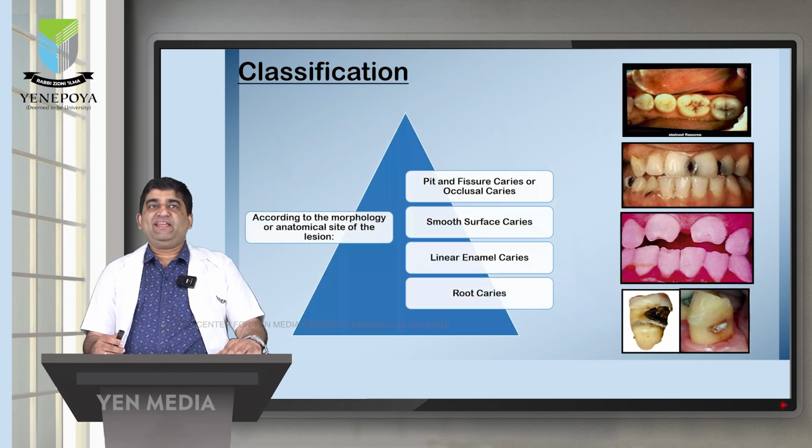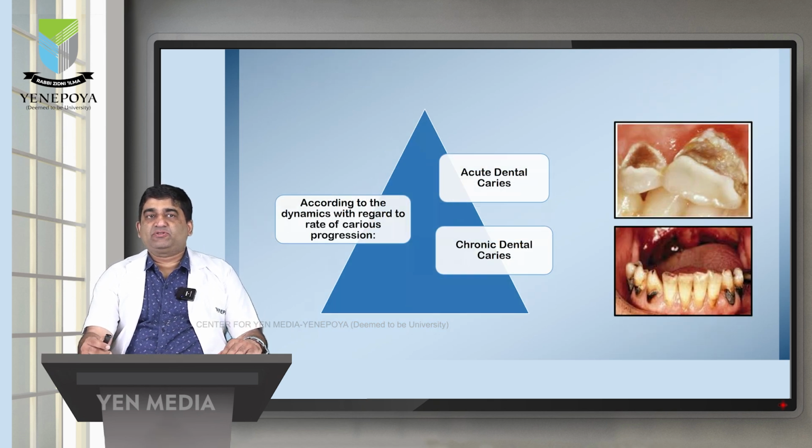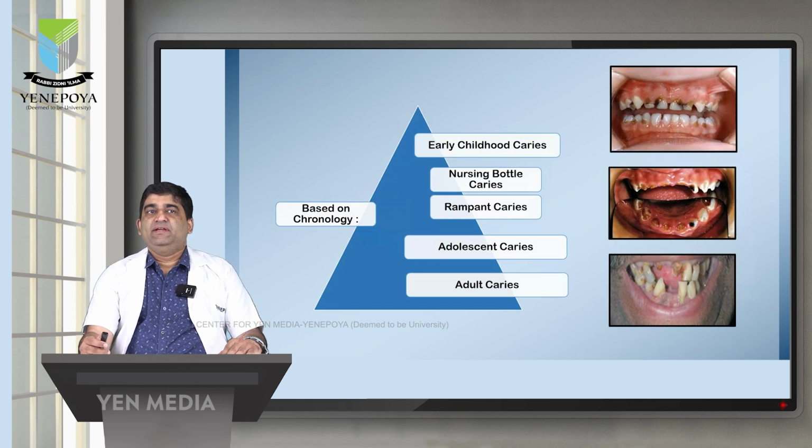Now, how do we classify dental caries? It is classified according to the morphology of the anatomical site of the lesion. It could be pit and fissure or occlusal caries, smooth surface caries, linear enamel caries, or root caries. Now, according to the dynamics with regards to the rate of caries progression, it could be acute dental caries or chronic dental caries.